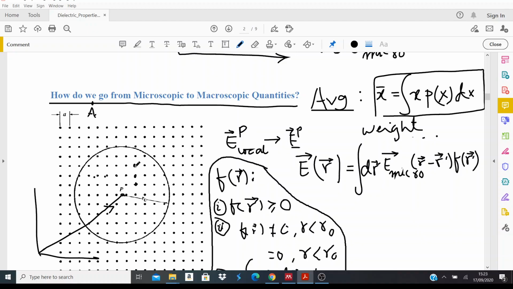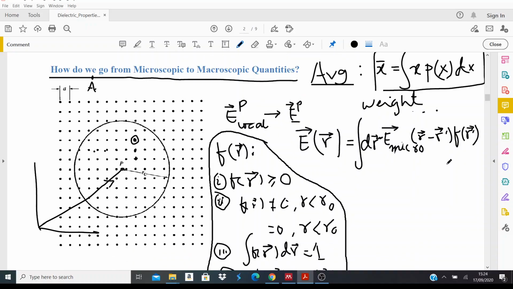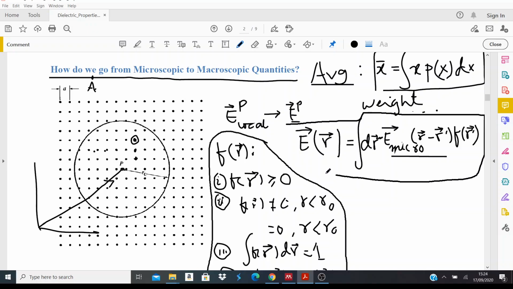We know the function is non-zero of some value, and then we integrate over some volume element centered at the R dash, which is this dr dash. That's the volume element in 3 dimensions, or in 2 dimensions the area element. So this is quite general; you can extend to 2 or 3 dimensions, it doesn't matter. So that's how you perform the averaging. The microscopic electric field is averaged with the weighting function F of R dash. This is a very important equation to remember.